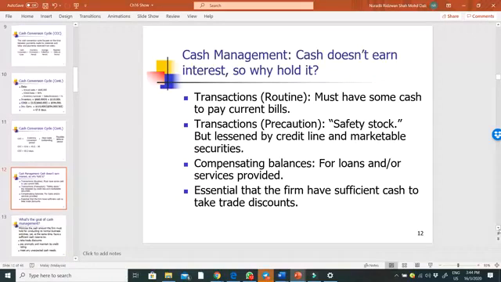Okay. So cash management: cash doesn't earn interest, so why hold it? Transaction routine must have some cash to pay current bills. Transaction, precaution, safety stock, but lessened by credit line and marketable securities, compensating balance for loans and or service provided. Essential that the firm has sufficient cash to take trade discounts. Okay, because when you buy using cash, you will normally have a cash discount.